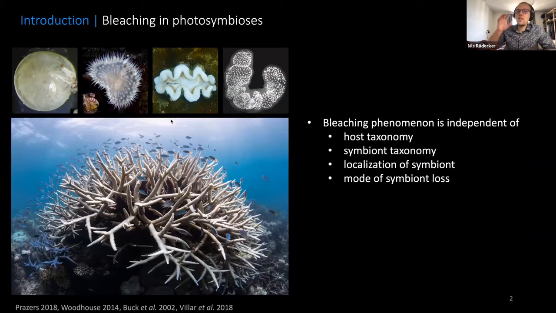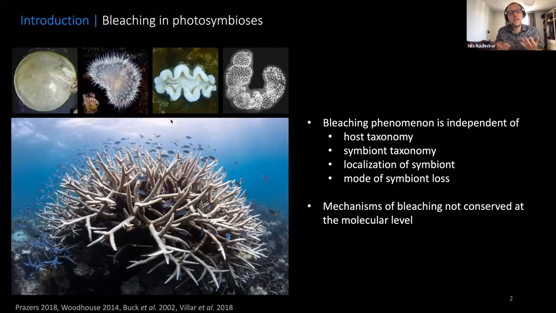And last but not least, across all these symbioses, there seems to be no consensus of how symbionts are lost during bleaching. So we can degrade symbionts, we can expel them, and this tells us that when we try to understand bleaching, we can't approach this problem from a molecular level, because on the molecular level, well, across all these symbioses, bleaching has to be very different in each of these cases. And so if we just find one molecular solution, we still don't really understand bleaching as a whole. And so instead, we need to think about bleaching as an ecological property of these symbioses.